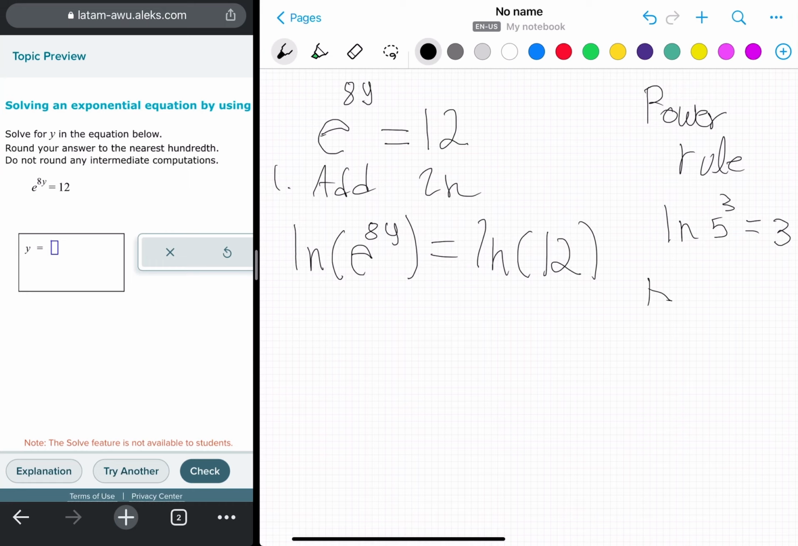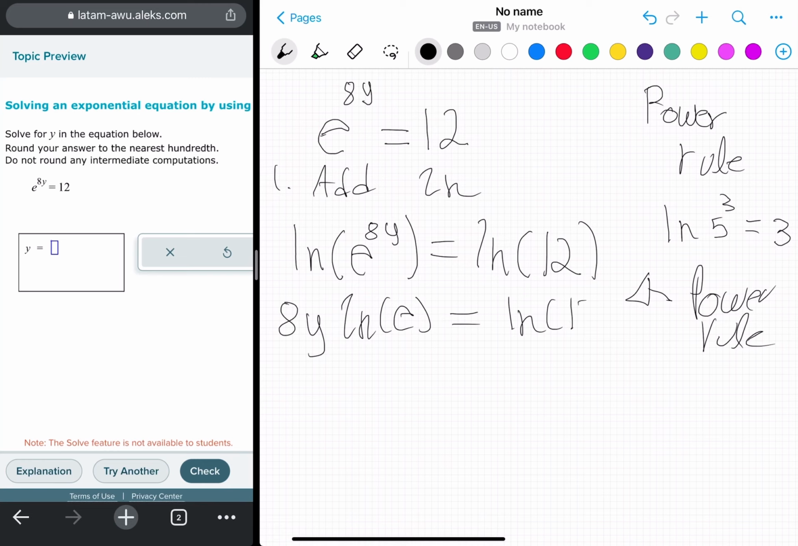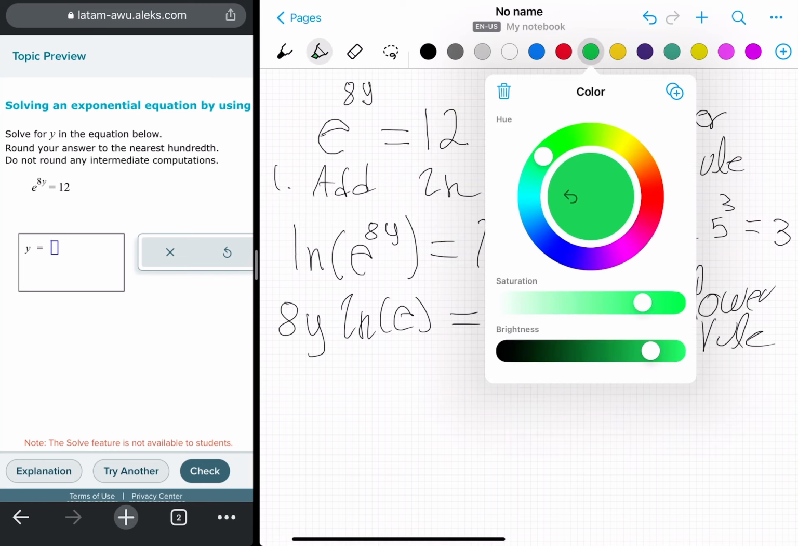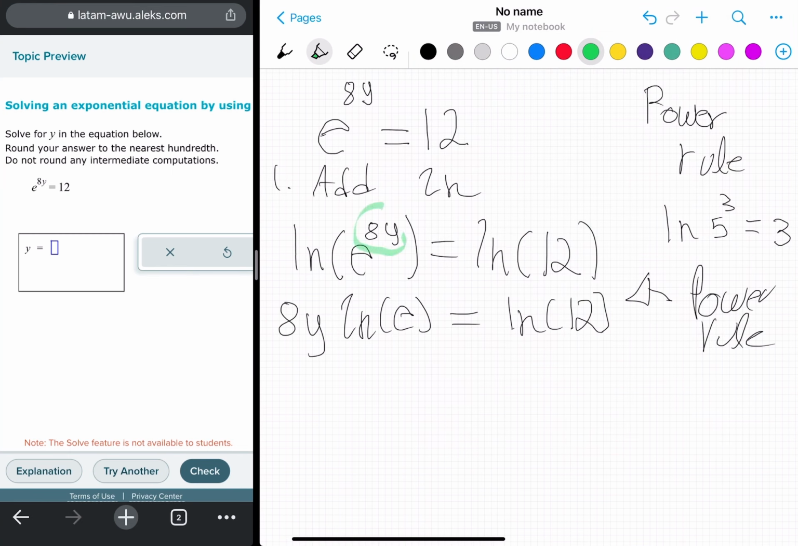Then here, I can actually go and use the power rule, which is going to be 8y times the natural logarithm of e equals natural logarithm of 12. All I did in this step was take this number down here, and then here is nothing because I took it down, and that is the power rule.